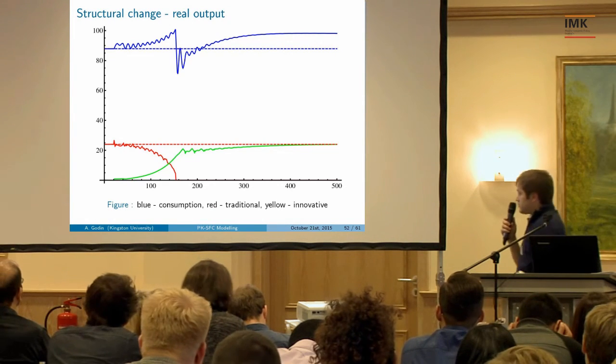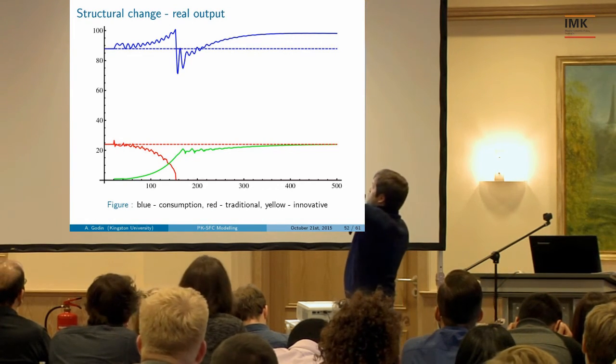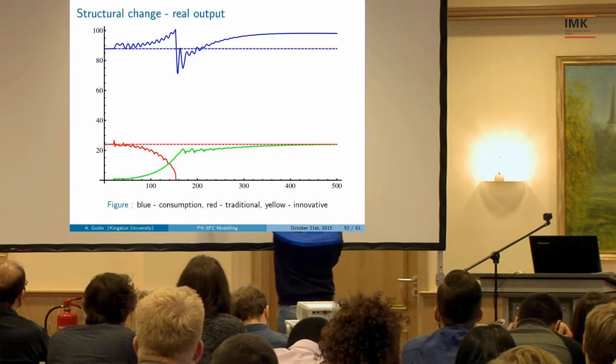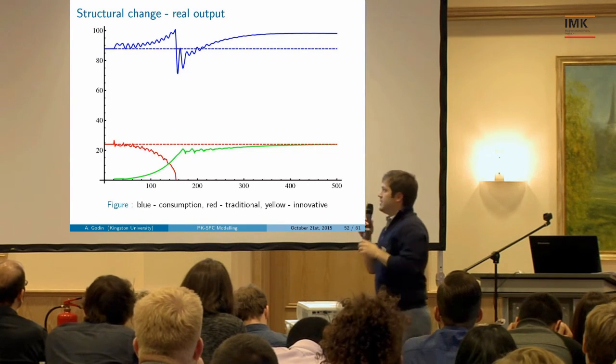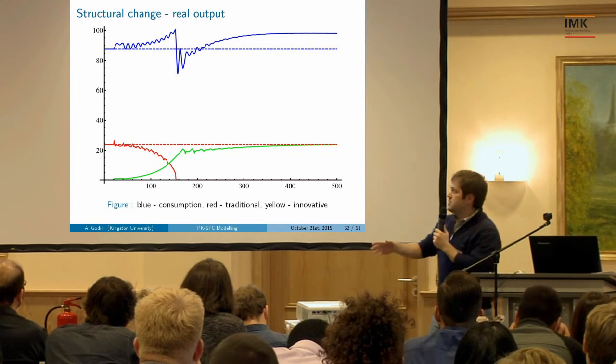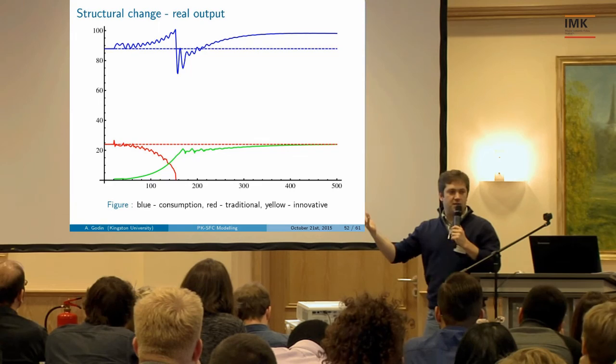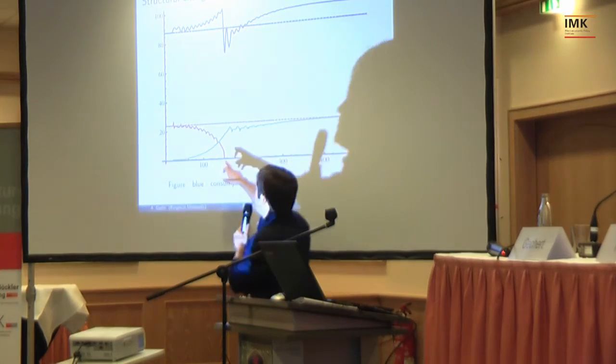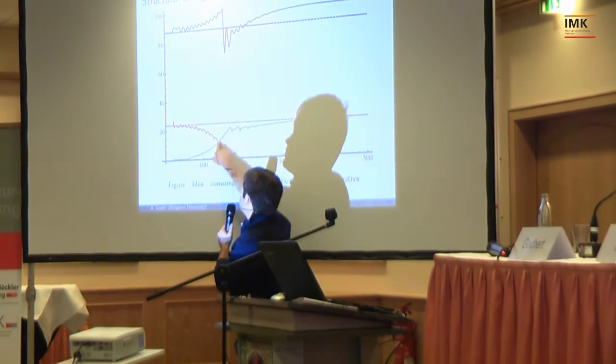What do we see? The blue line is the consumption sector, the red line is the old traditional capital sector, and the green line is the new innovative sector. You clearly see there's a structural dynamics here, right? You see the old sector is disappearing and the new sector is appearing.